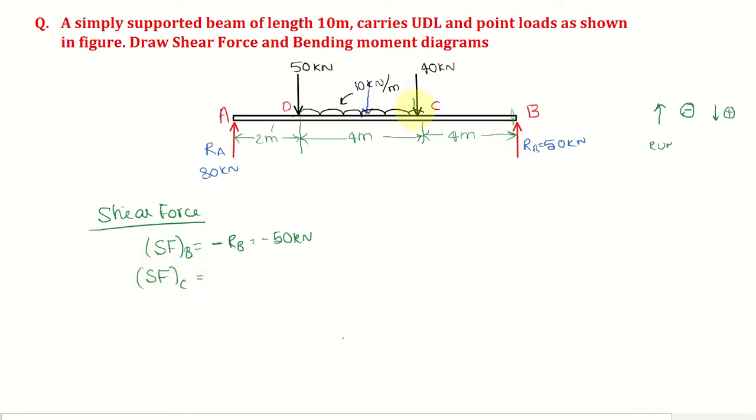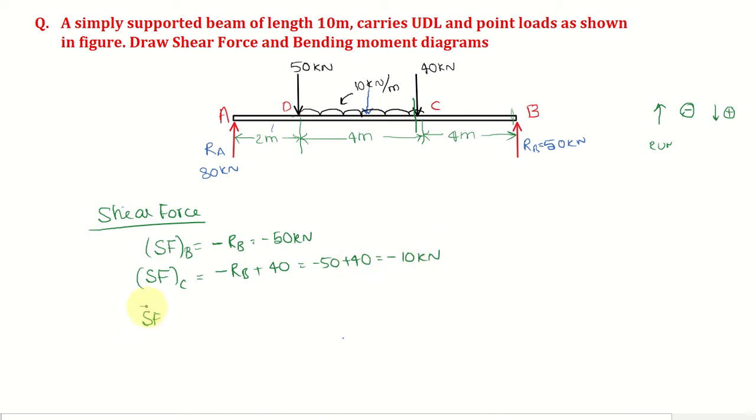Shear force is nothing but the sum of forces to the right or left of the section. So when we are considering section C, we need to take the forces up to C, the sum of forces up to C. So that is minus RB plus another one acting downwards towards gravity, so it is positive. That is minus 50 plus 40, so that will give minus 10 kilonewton.